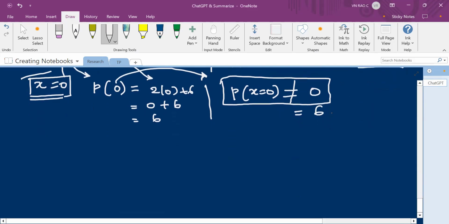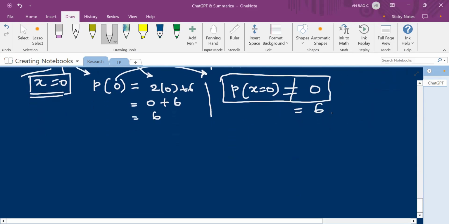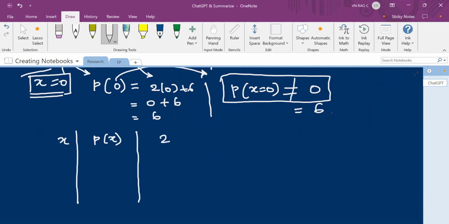Let me understand this. My polynomial left hand side and my right hand side, 2x plus 6, both are the same. First of all, I have taken x as 0, so this becomes 6, which is not equal to 0. And if I take the positive values 1, 2, 3, since the expression is positive, definitely it will not lead me to a zero.